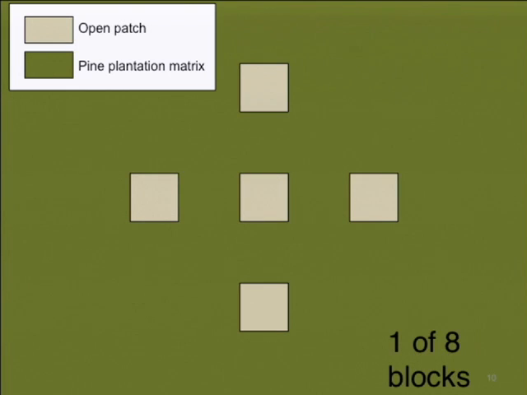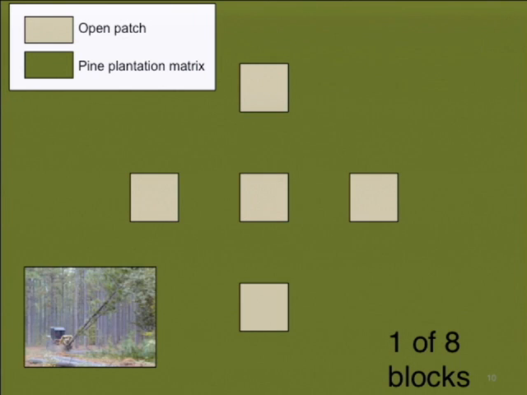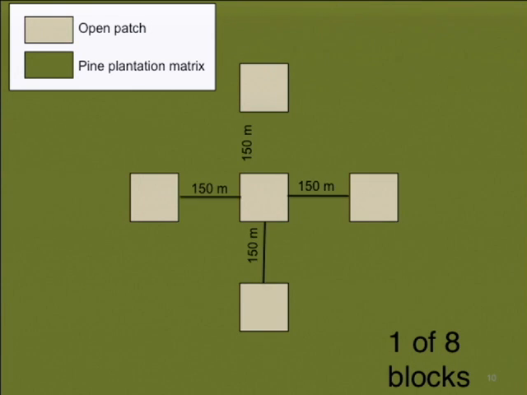So I'm going to talk a little bit about the experimental design of the corridor experiment. This is one experimental landscape, or one block, and there are 8 of these blocks replicated throughout the landscape at the Savannah River Site. We have this pine plantation matrix here in the green, and then we have these patches, a center patch and 4 peripheral patches, that are cut into that pine plantation matrix. Those peripheral patches are 150 meters away from that center patch, and there's a corridor of the same open habitat connecting the center patch to one of the peripheral patches.